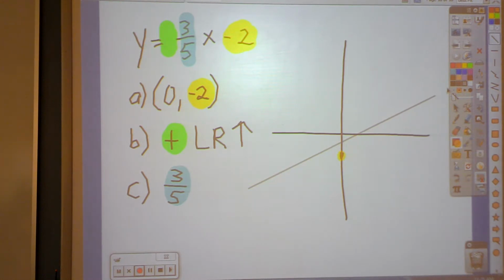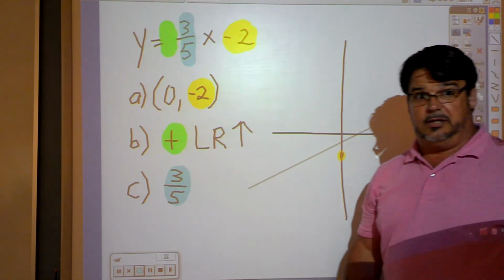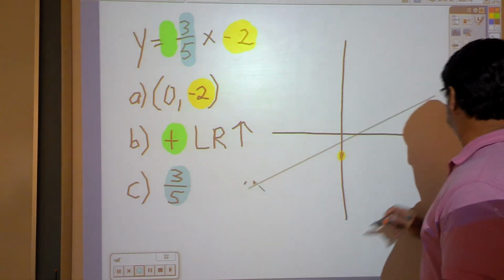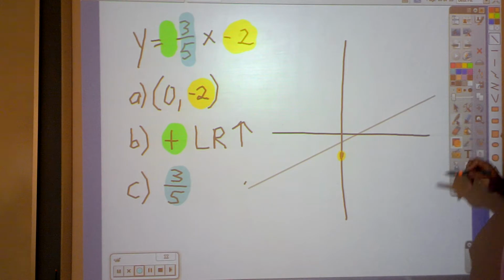Just know. Now, how do you know that it's up? How do you know? Well, which way do you read? Left to right. Wait, sorry. This is the wrong one.